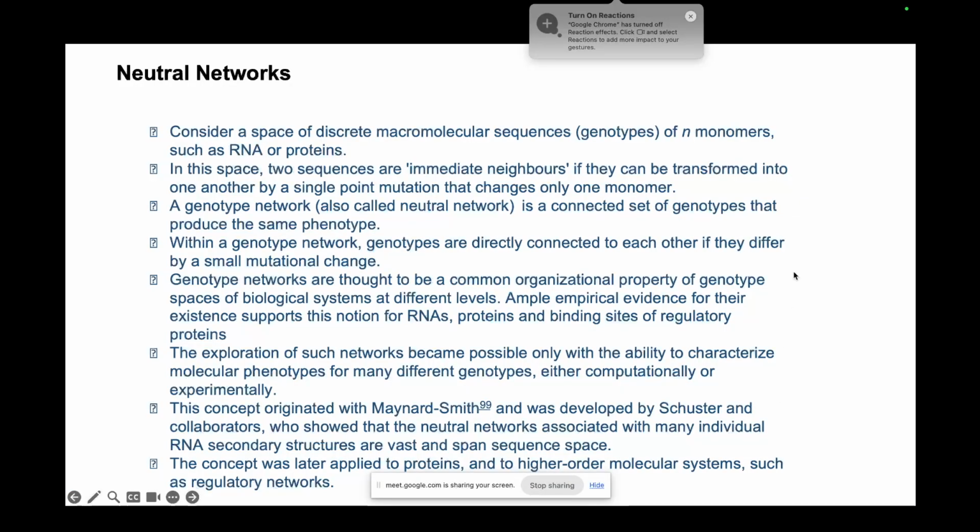So we'll start by talking about neutral networks. Sorry, neutral networks or non-neural networks. Those are different things. So what actually is a neutral network?